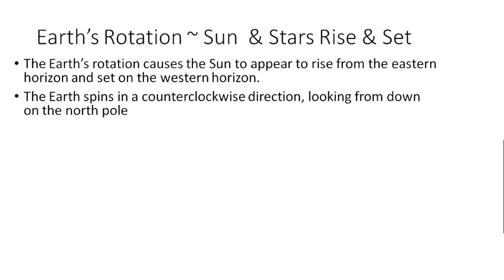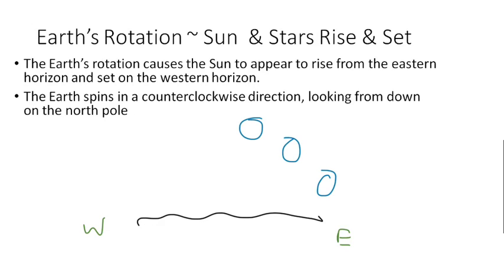So we're all pretty familiar with the idea that if this is my horizon, it appears that the sun rises in the east and sets in the west. So here's my sun going across the daytime sky. We have noon, it's highest in the sky, okay, and it sets.